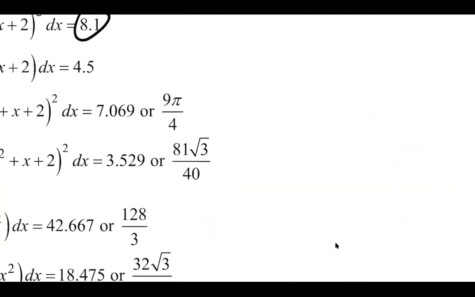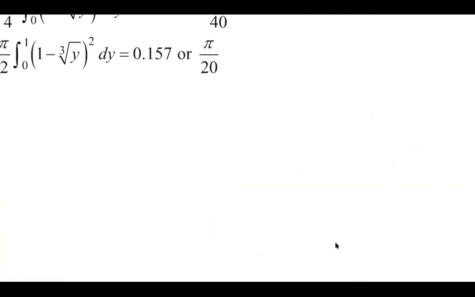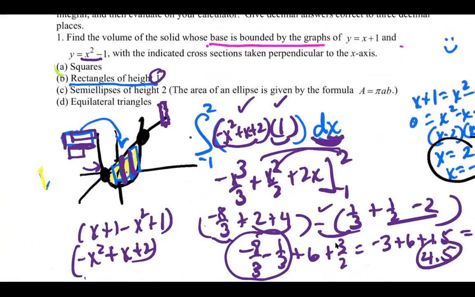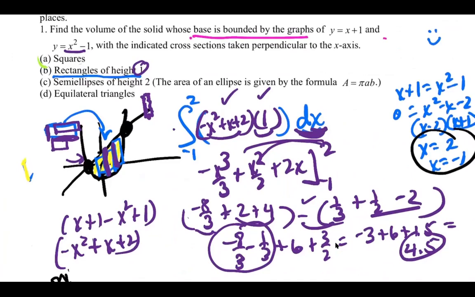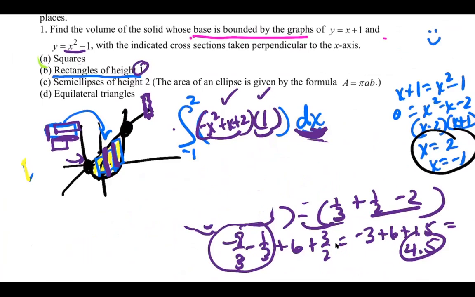All right, C, semicircles. So now I'm going to add up semicircles. All right, the area of a circle is pi r squared.